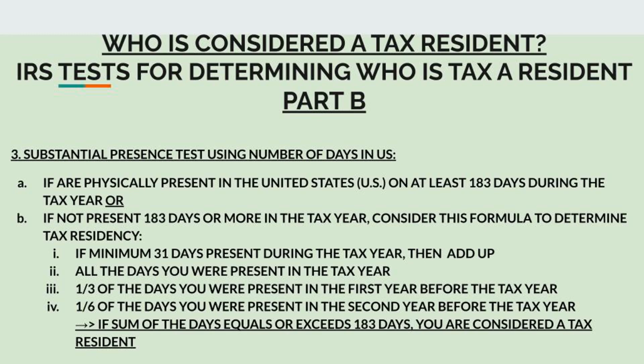Now, maybe that's not exactly the case, but under the second segment, if you meet the 4 criteria that we're going to go over, you would still be treated as a tax resident. So let's say you're not present 183 days in the tax year, but you met the minimum 31 days present during the tax year. Then you count all the days you're present in the year prior and divide that by 3, and then you count all the days you're present in the second year prior to the tax year and divide that number by 6, and then you add all these numbers together. Once you add these numbers together, if the total equals or exceeds 183 days, you would still be considered a tax resident for that tax year.